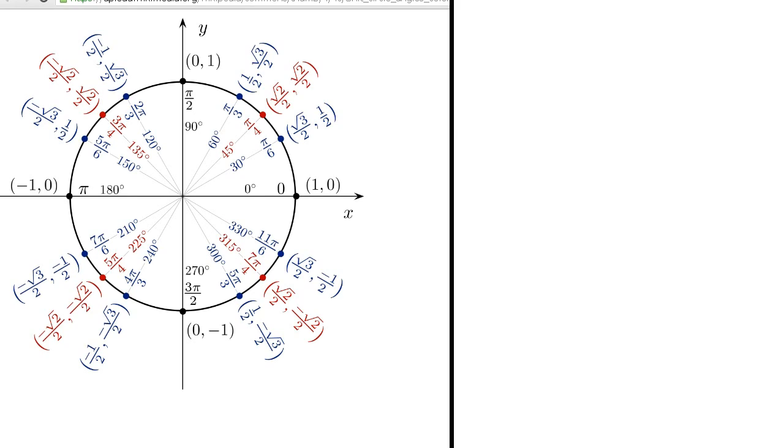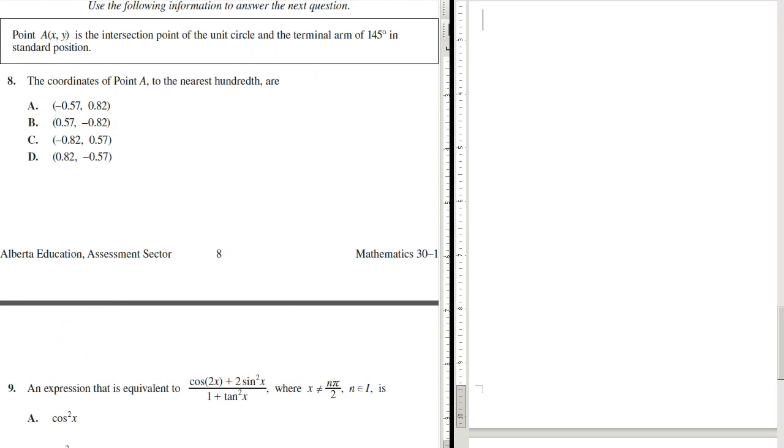So the x coordinate is negative and it's a little bit farther out, and the y coordinate is positive and it's a little bit flatter, a little bit smaller. So a big negative and a small positive. A big negative and a small positive, that's C. The 0.82 is further out and the 0.57 is flatter than what we would have had for A. So our answer is C.